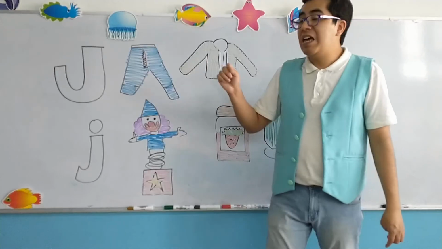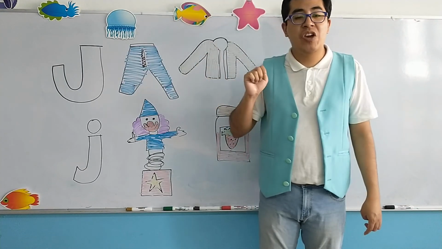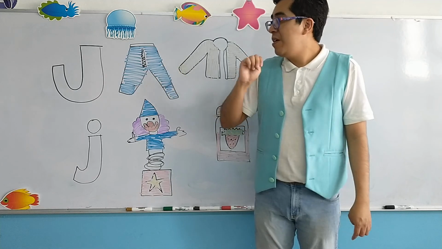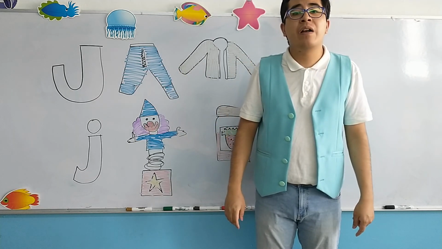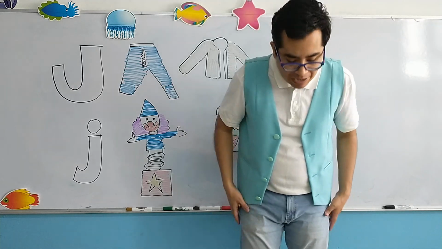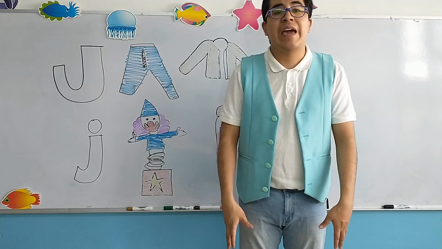For capital J, we have two common objects that we also saw on the previous topics. We have the jeans and the jacket. As you can see here, the jeans are part of the family of clothes and are the ones that we put here under our legs, okay?